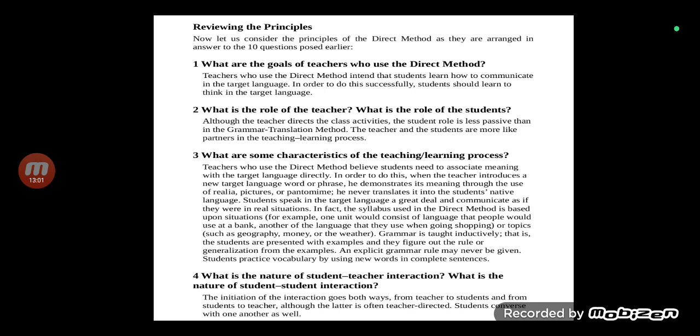Reviewing the principles. What are the goals of teachers who use the direct method? Teachers who use the direct method intend that students learn how to communicate.